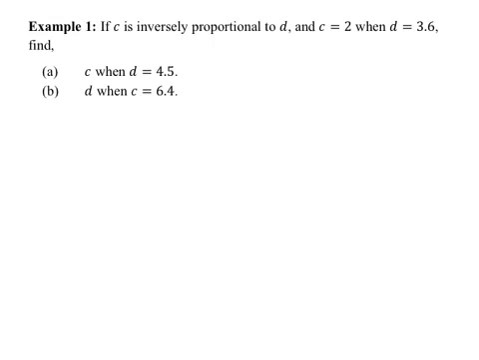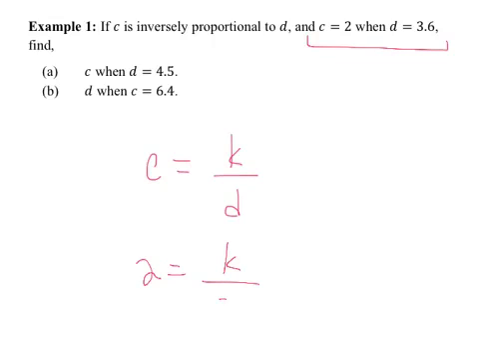So example 1 says that if c is inversely proportional to d, so right away start by writing this. C is inversely proportional to d. And that's my statement. Again, this part means inversely proportional to d. So we put d in the denominator. When c is 2, d is 3.6. So find out the following. So right away we know this information, so let's use it to find out what k is, our constant of proportionality, or constant of variation in this case.